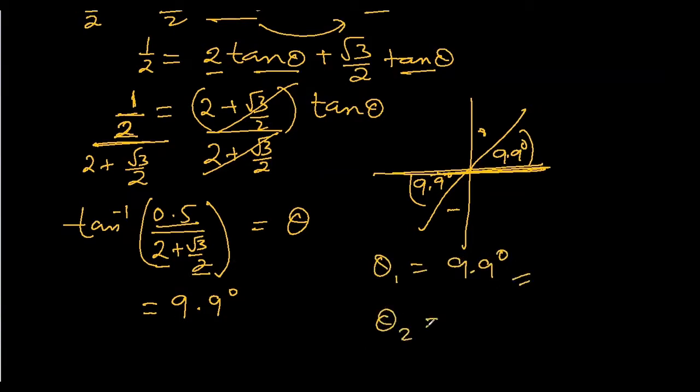The second answer will be this one. Let me show you from here: 0, 90, 180 plus 9.9. So it will be 180 plus 9.9, 189.9 degrees. These are the two answers.